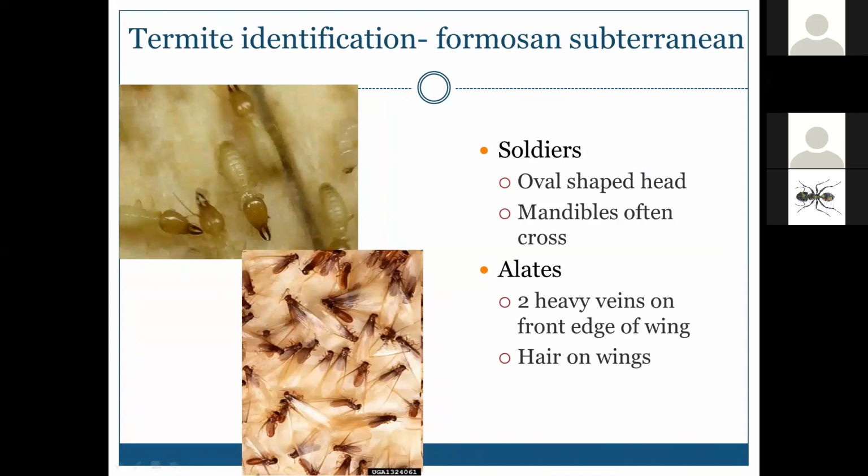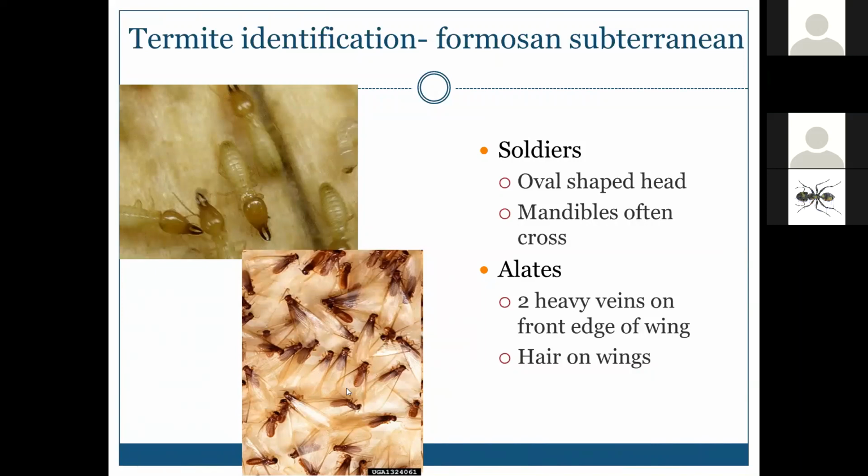When we look at the Formosan subterranean termite, which causes a lot of problems in certain parts of the US, these are also ones that are found in soil, but these have soldiers that have a teardrop or an oval shaped head. And a lot of times when you see these, especially if they're dead, their mandibles will cross over one another and kind of form an X.